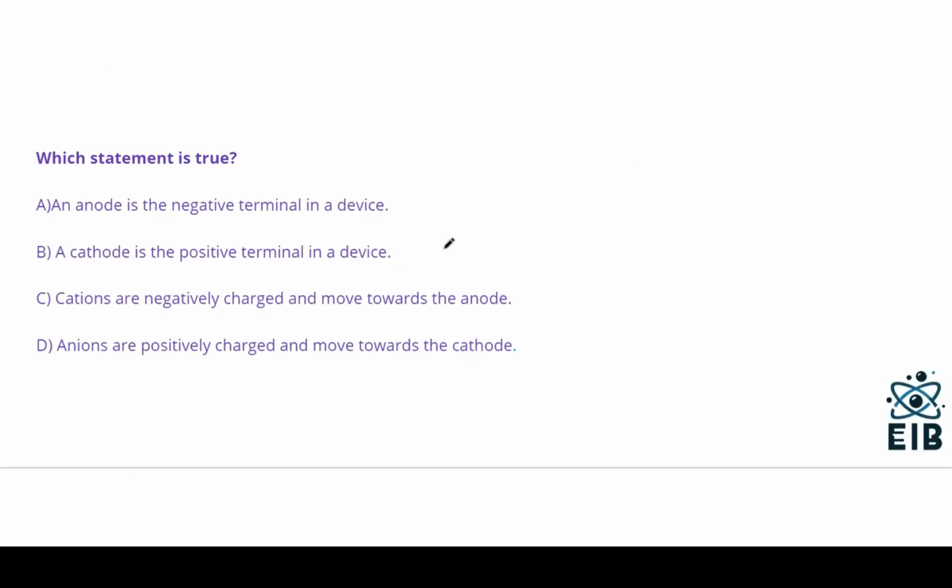Now let's check your understanding. Which statement is true? An anode is the negative terminal in a device. A cathode is the positive terminal in a device. Cations are negatively charged and move towards the anode. Anions are positively charged and move towards the cathode.